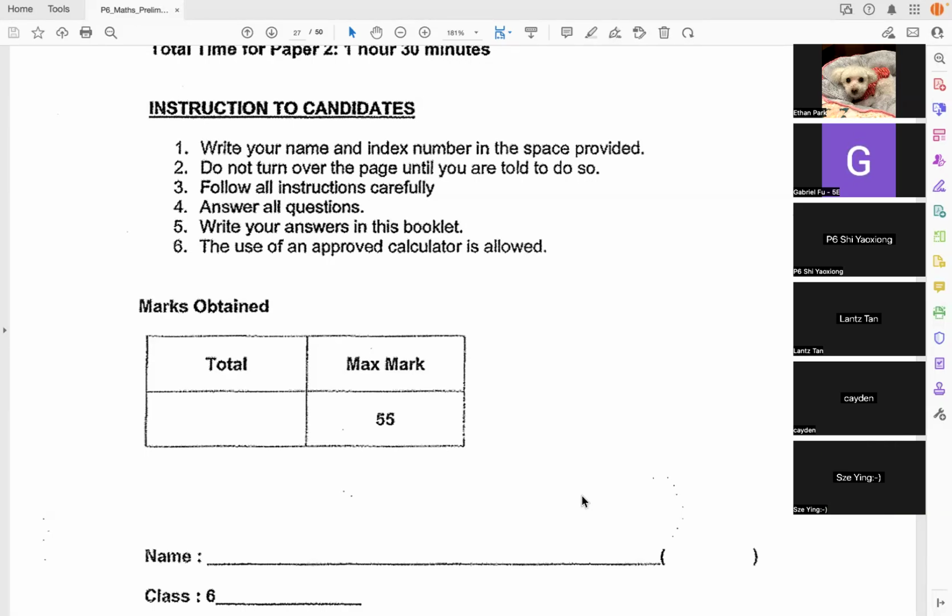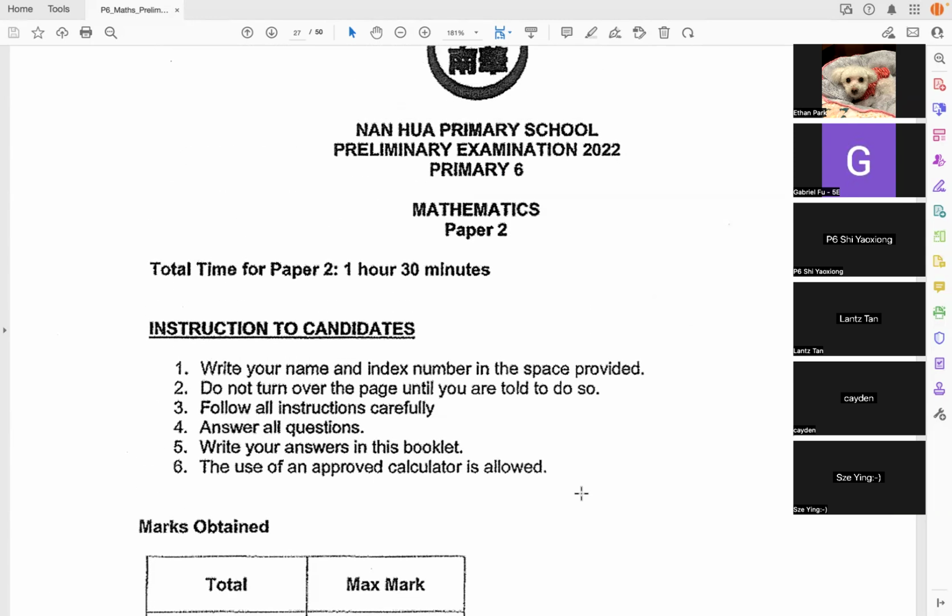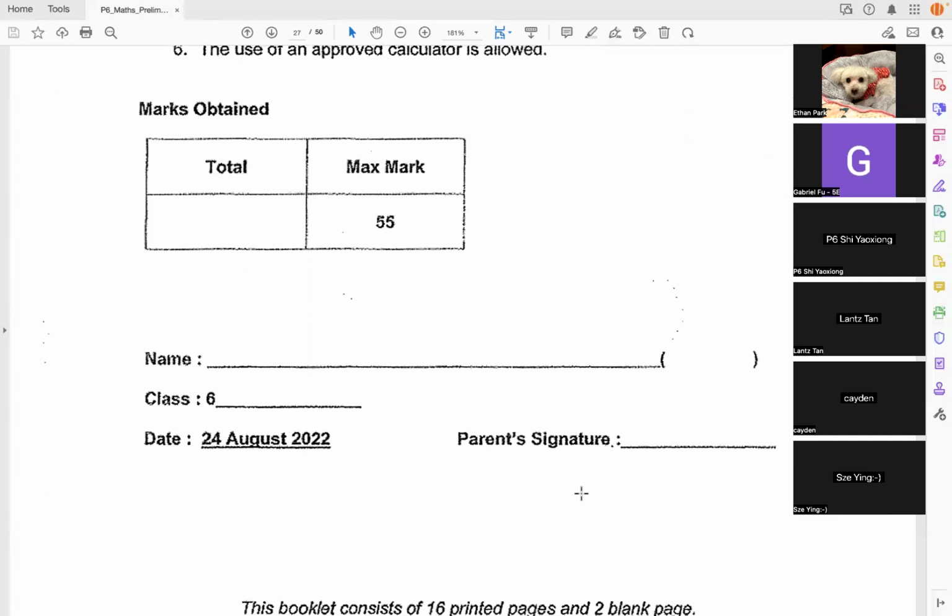Okay, this is Nanhua Primary School Prelim Paper 2022. All right, so I'm going to begin now.